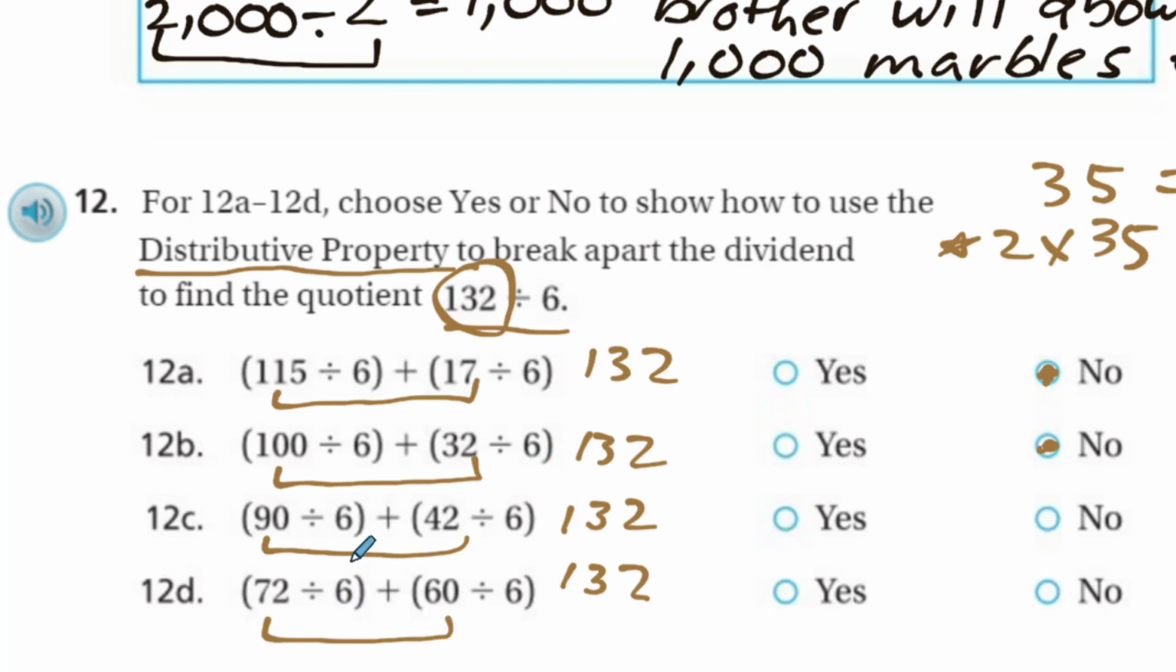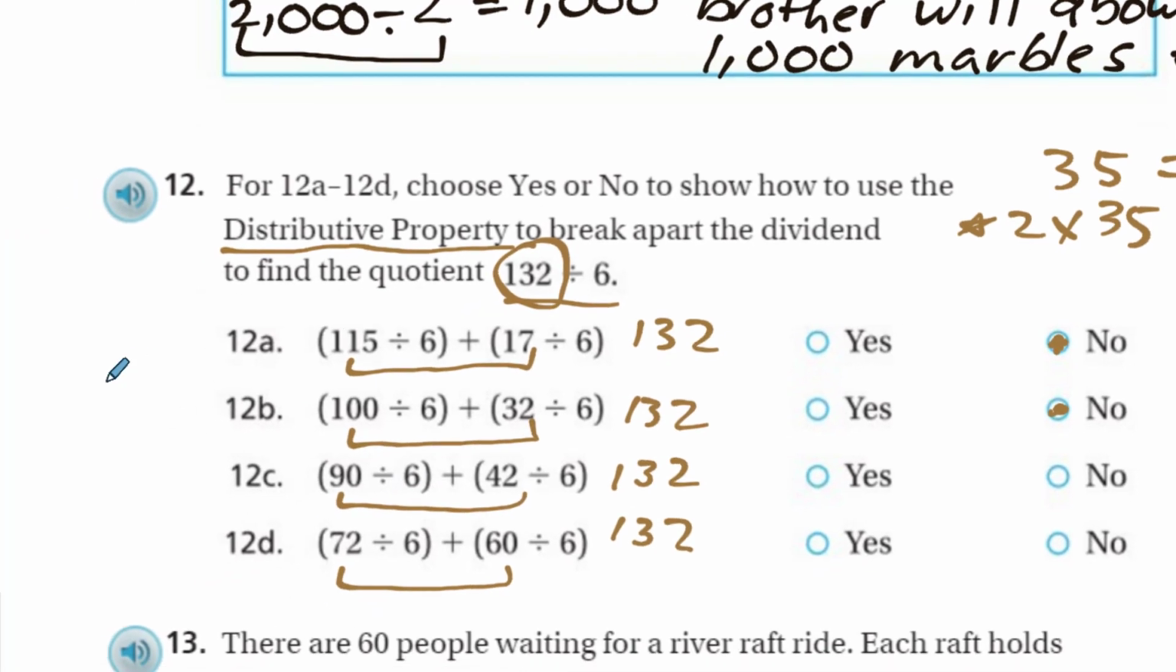Now this is different. This one you can actually take 90 divided by 6. What's 90 divided by 6? Take it right there and say, hey, it goes in there one time. 6, subtract 30. Look at that. It goes in there 15 times. It works out exactly. 42 divided by 6 is 7. So because we were able to get a whole number, I'm going to say that this is yes.